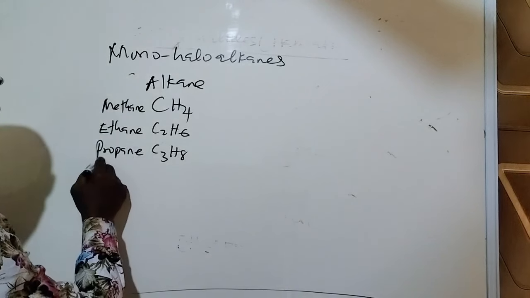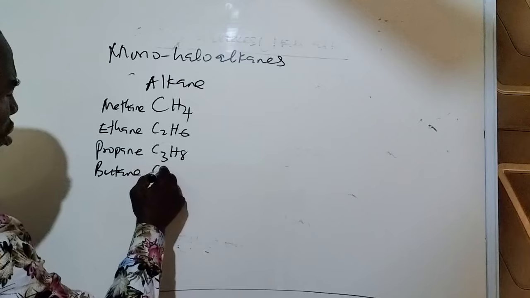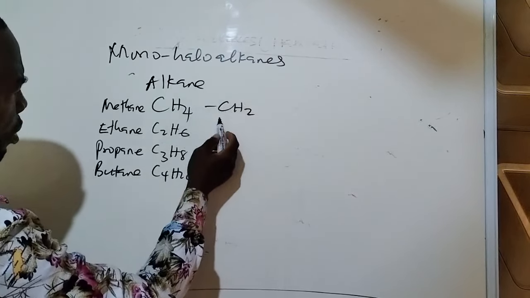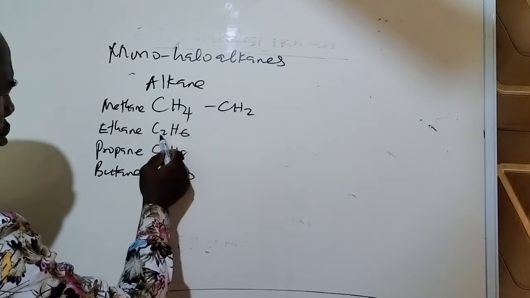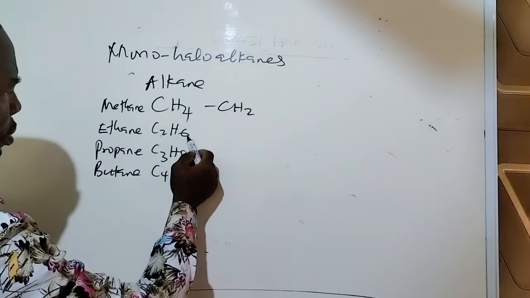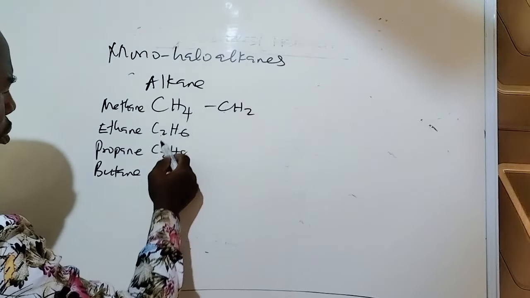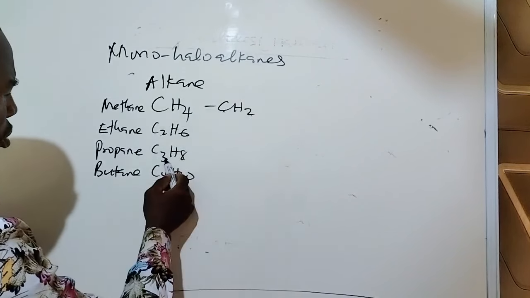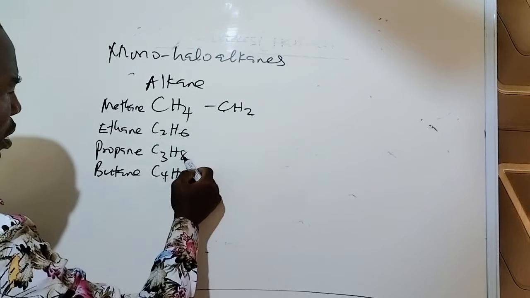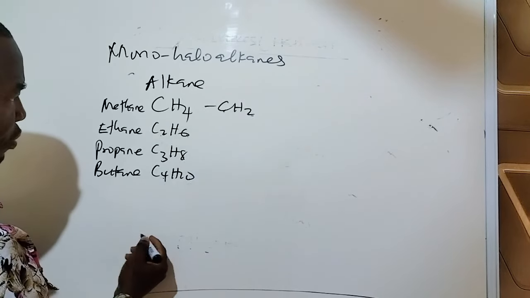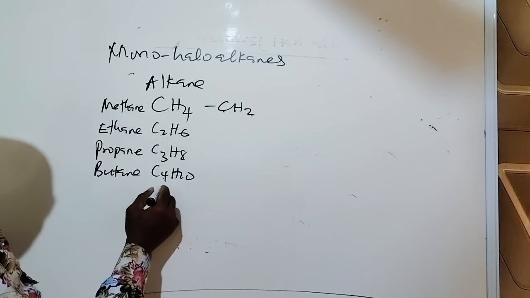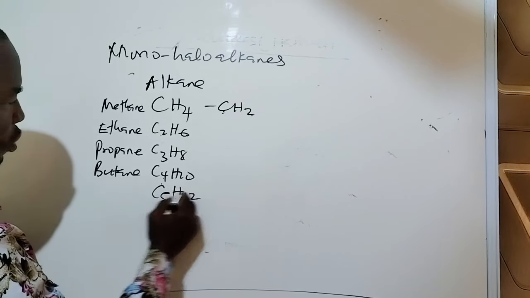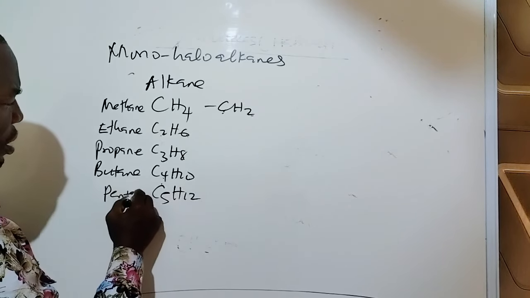Propane, butane. Remember that this is generated by adding CH2 to each member. So the homologous series: 1 carbon plus 4 hydrogens gives you CH4, 2 carbons plus 6 hydrogens gives you C2H6, 3 carbons plus 8 hydrogens gives you C3H8, 4 carbons plus 10 hydrogens gives you C4H10. So what will be the next member? You should know the formula. If you add this, you will have C5H12, called pentane. So these are the alkanes.